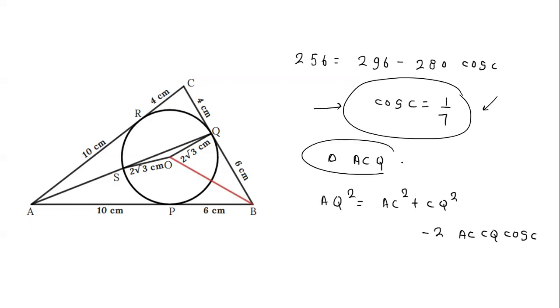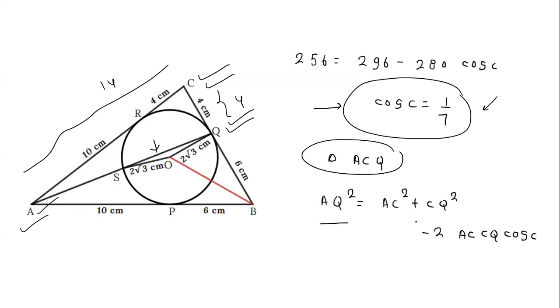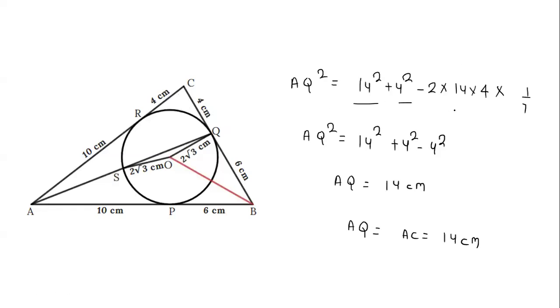And now you look at the triangle ACQ. This is our A point, this is C point, and this is Q point. We know this is 14, we know this is 4. We can find out this AQ value. So AQ square will become AC square plus CQ square minus 2 times AC, CQ and cos of C, which is this angle between 14 and 4. So you put 14 square, 4 square, minus 2 times 14, 4, and cos of C we just calculated as 1 by 7. So this 7 and 14 will cancel 2, and 2 and 2 multiply by 4, and this will become like 4 square. So this and this will cancel and it will become like 14 centimeter.